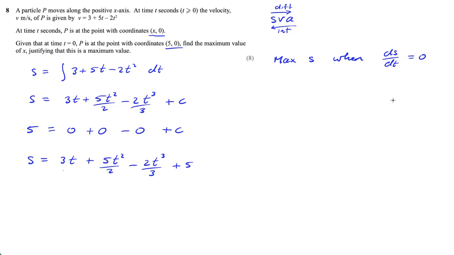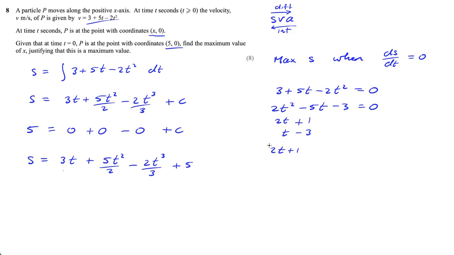Now what is ds/dt? Well, we actually have ds/dt. It's this v here. So where this equals 0, 3 plus 5t minus 2t squared equals 0. Change the signs, guys, just for fun: 2t squared minus 5t minus 3 equals 0. Factorize this. I'm going to do it my quick way. It's 2t plus 1 times t minus 3 equals 0. So t is equal to negative a half, and t is equal to 3.